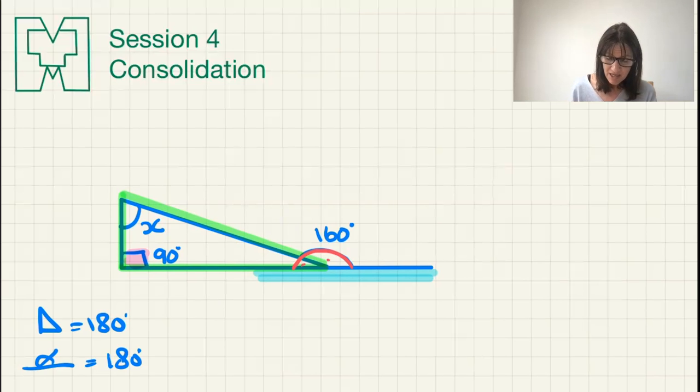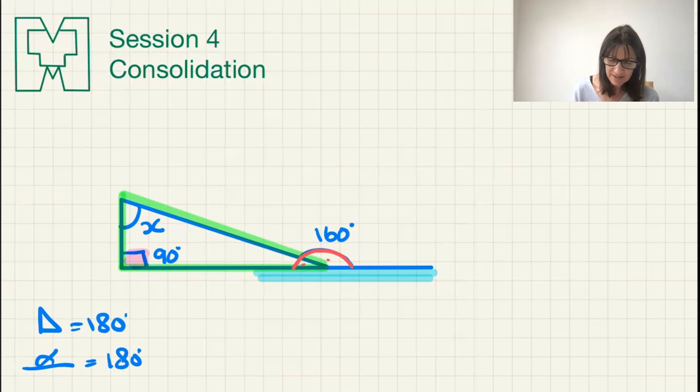So if I'm going to look at this X, I'm going to see it's inside the triangle. In order for me to be able to work X out, I have to have the other two angles. Well, I have that one, which is 90, but I don't actually have that one. So I'm a bit stuffed at the moment. I can't actually work out X because I don't have this. But I can find this because of my angles on a straight line.